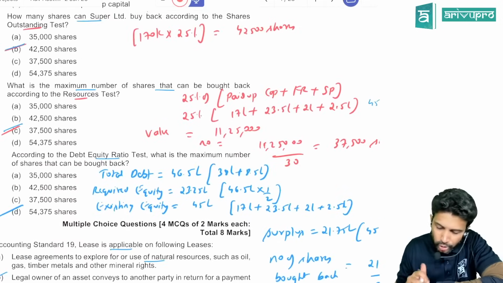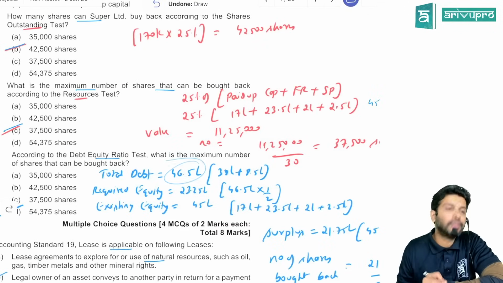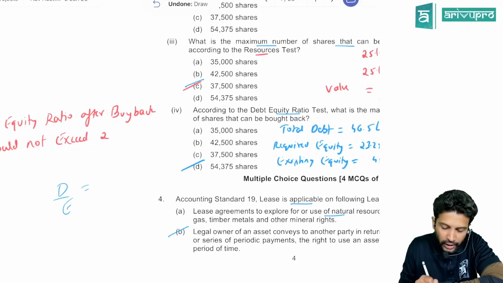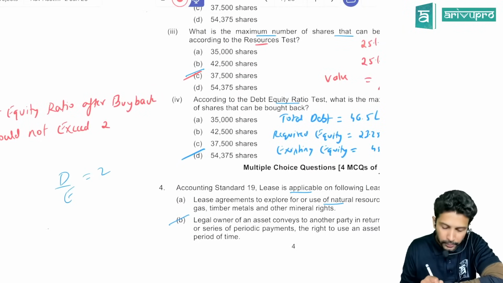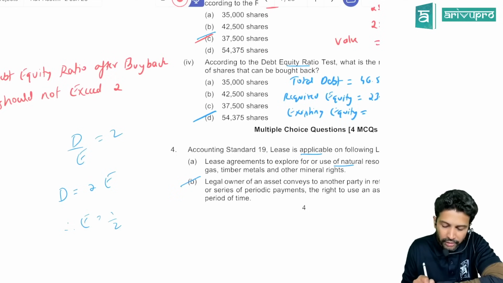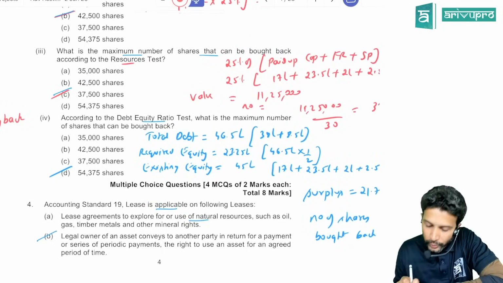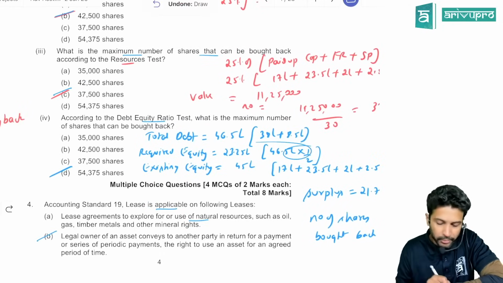Okay, first, how much is the total debt? We just now wrote here. Total debt is how much? 46 lakh 50,000. That means what is the required equity? Debt equity ratio after buyback should not exceed 2. Meaning debt can be 2 times of equity, or equity can be half of debt. Yes, sir, equity should be half of debt. So what is the required equity? 46 lakh 50,000 divided by 2, which is how much?